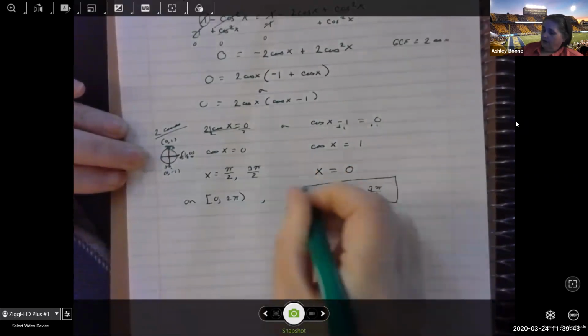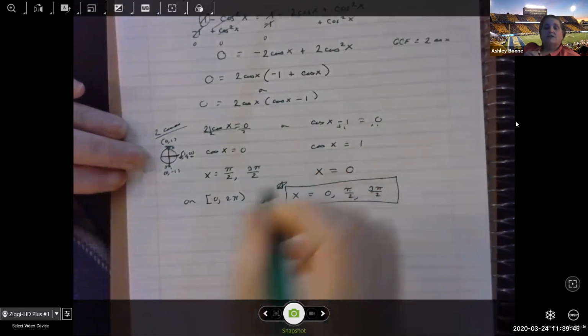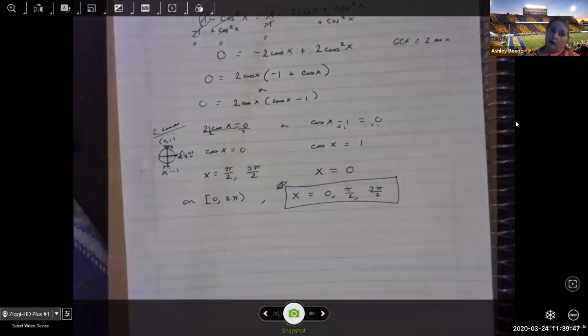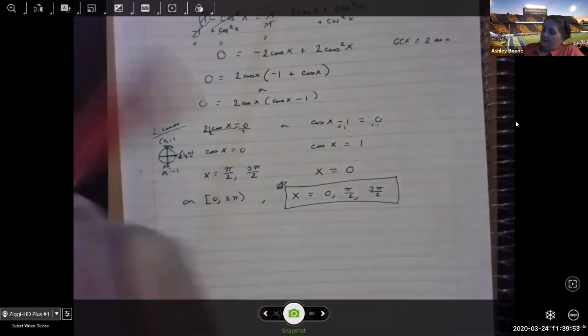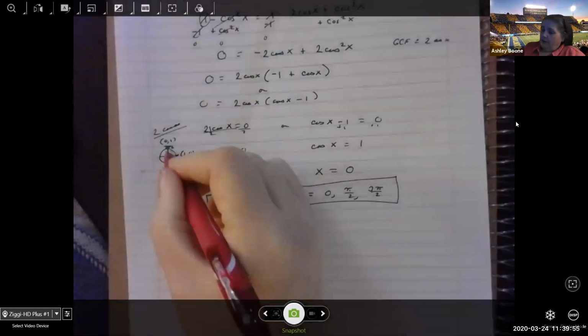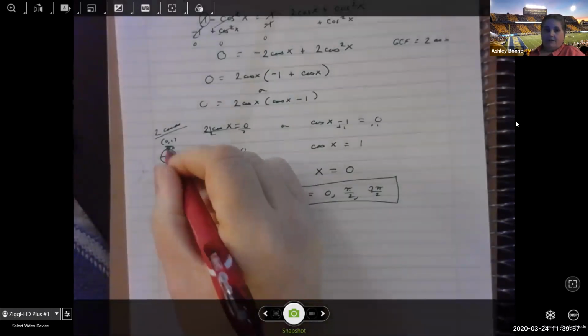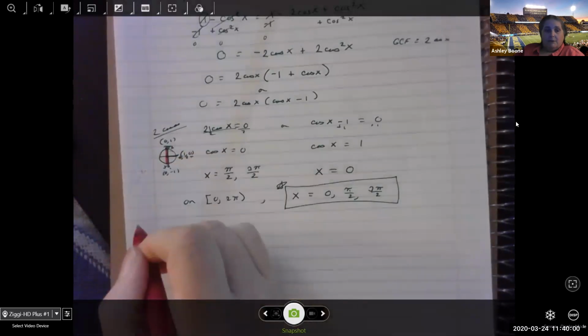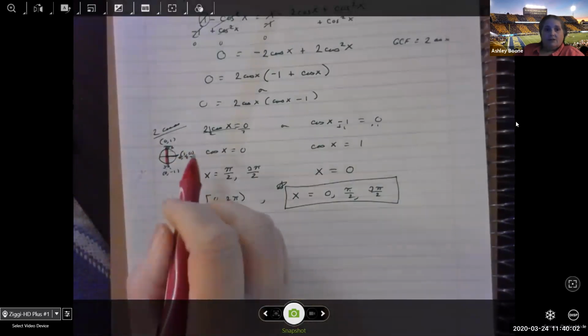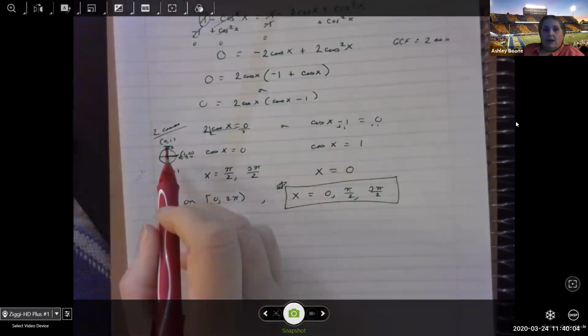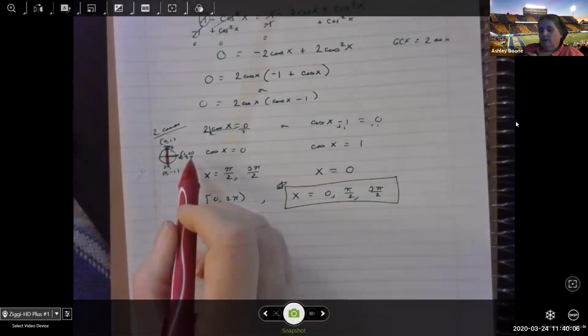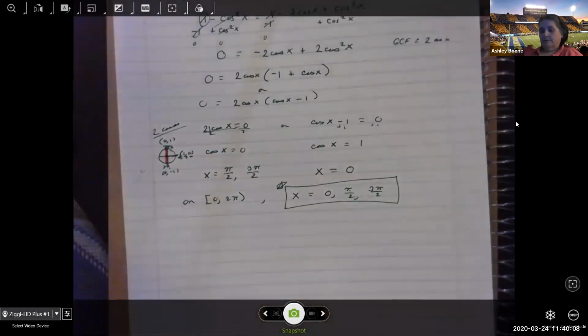We weren't interested in the general solutions for this one. If we were, we could go through and do the same idea. Since pi over 2 and 3 pi over 2 have the same distance between them from either direction, we could have written that as one general solution. And then we would have needed a different one for the 0. Okay. All right, let's go on.